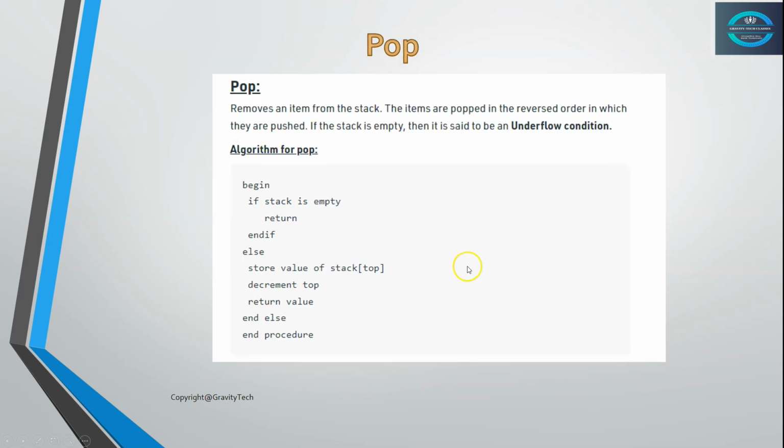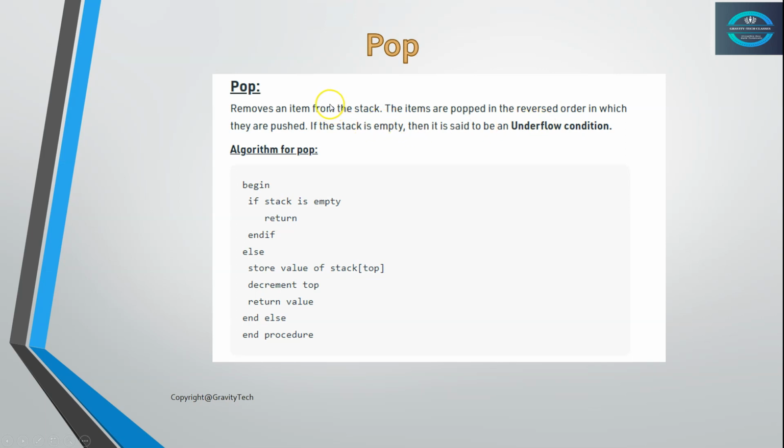Now pop means remove. When you are removing, the very first thing you need to check is whether the stack is empty. Let's again take the example of a bucket. In a bucket there is no water, and if you are trying to remove 1 liter of water, will you be able to take it out? No. Why? Because there is nothing to remove. That means underflow condition. Correct.